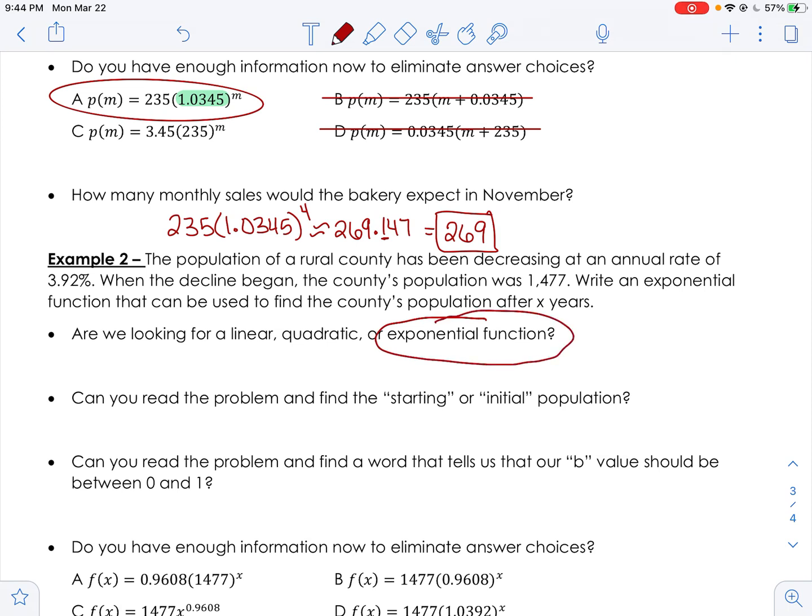Okay, can you read the problem and find the starting or initial population? So I'm going to highlight that again. It says, when the population began to decline, the county's population was at 1,477. So our initial amount, A, is 1,477 people. Can you read the problem and find a word that tells you that the B value should be between 0 and 1? Well, it tells us that it's decreasing right here, and that it's declining. So that tells us right there, which means our number's between 0 and 1.